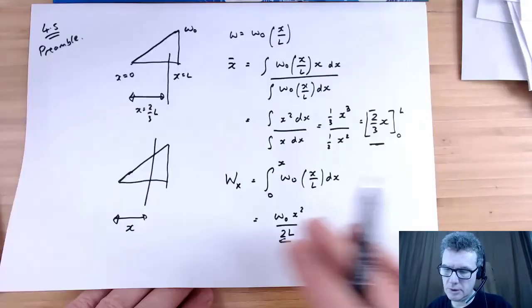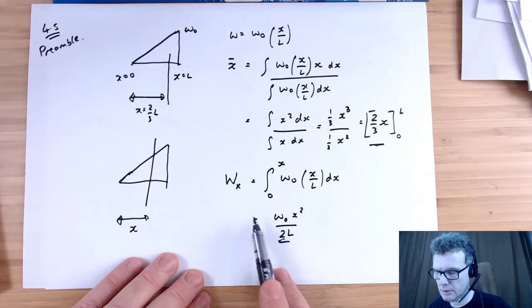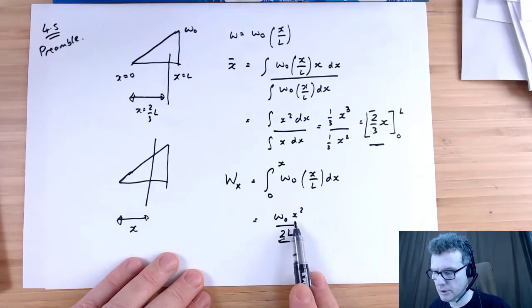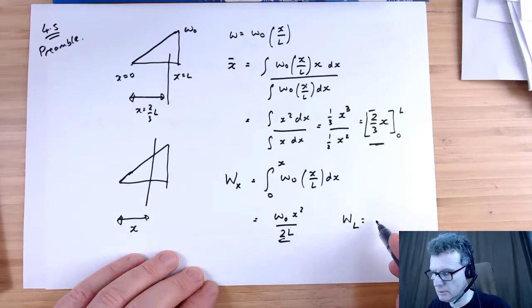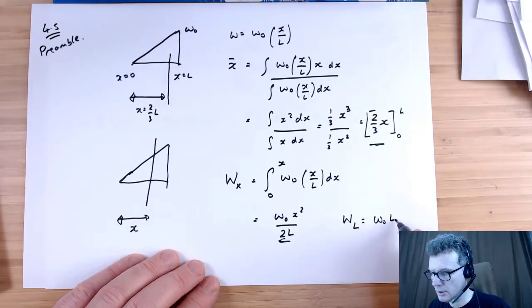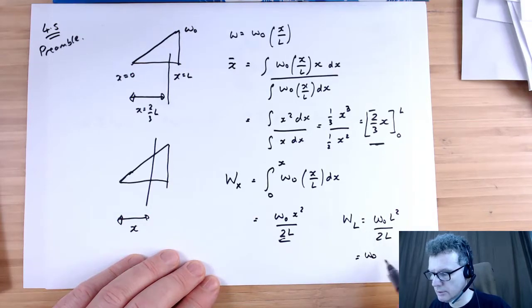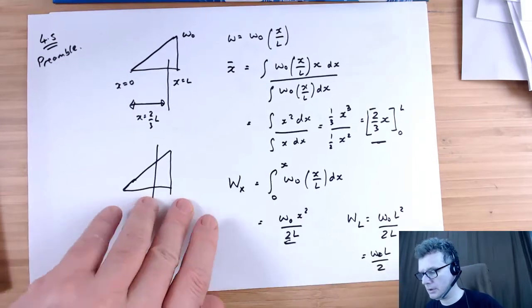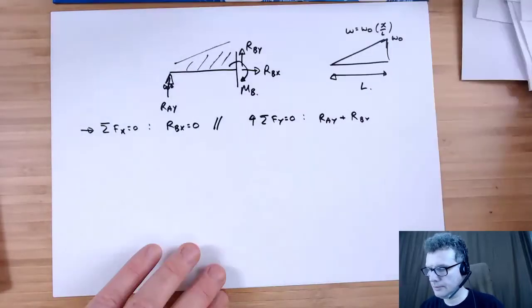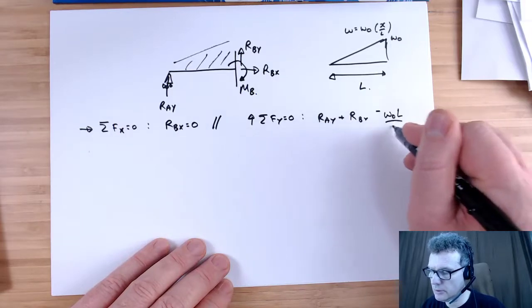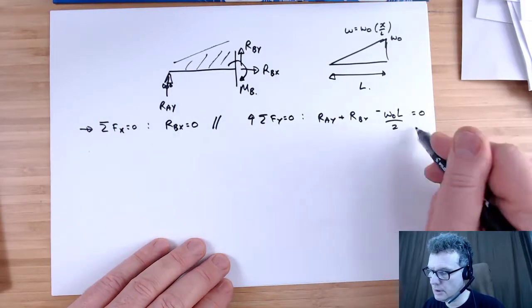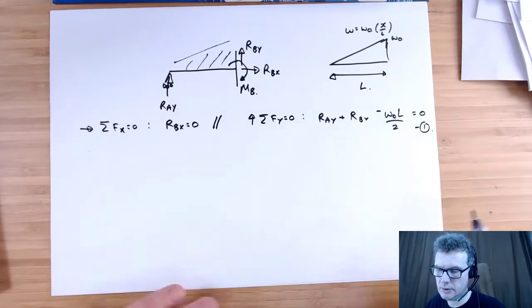Right, so I use my preamble here. So the weight of that load is going to be the total weight, so that's going to be little W0 L squared over 2L, so that's little W0 L over 2. So take away little W0 L over 2 equals 0. I'll leave my equation like that. So it's my first equation of use.